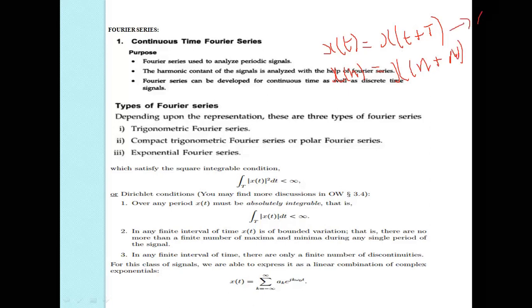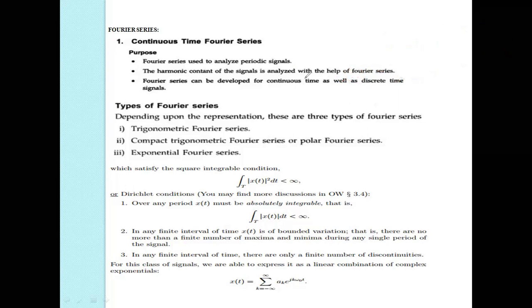The first is for the continuous-time function, and the second is for the discrete-time function. So the Fourier series is used to analyze periodic signals only. Periodic means it repeats at regular intervals with the time period T or the time period N. The harmonic content of a signal is analyzed with the help of the Fourier series, and the Fourier series can be developed for continuous-time as well as for discrete-time signals.